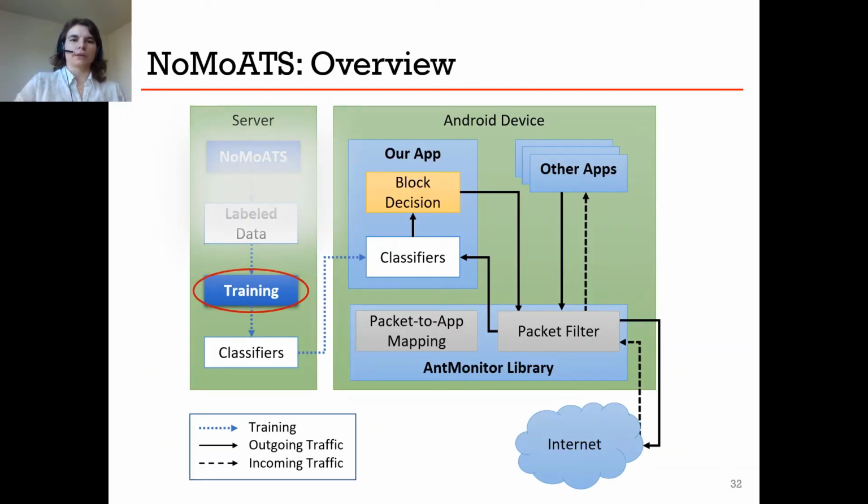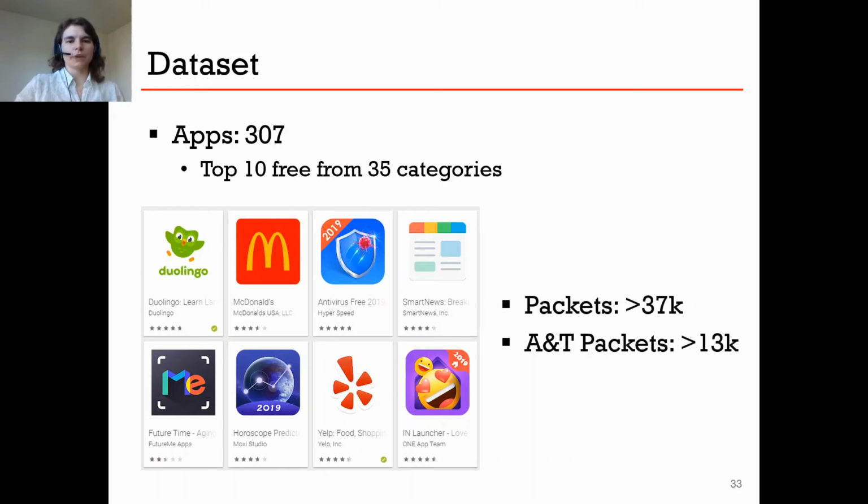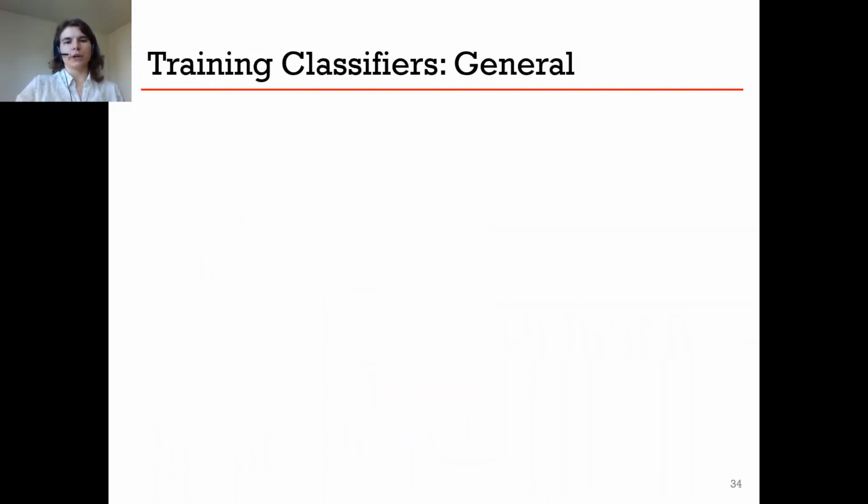Let me next describe our machine learning approach. So using our system, we collected a new dataset of 307 apps, taking the top 10 free apps from the 35 Google Play Store categories. And automating these apps, we collected 37,000 packets, 13,000 of which were sent by advertising and tracking libraries. Using this data, we trained several classifiers. First, we trained what we refer to as a general classifier, meaning we took our entire dataset and trained one decision tree on that dataset.